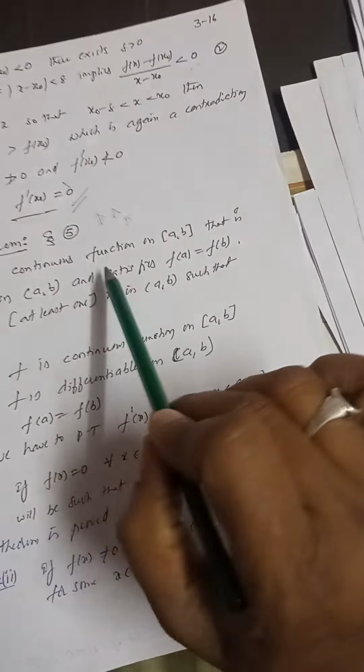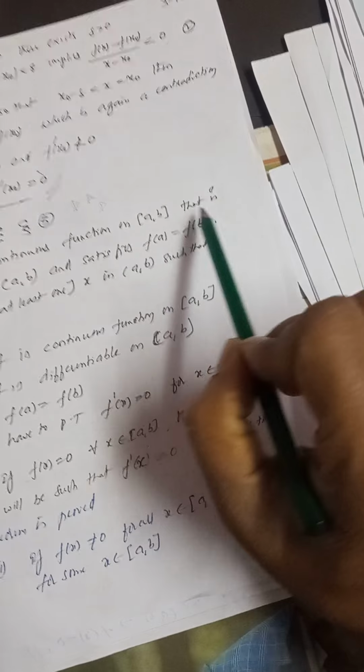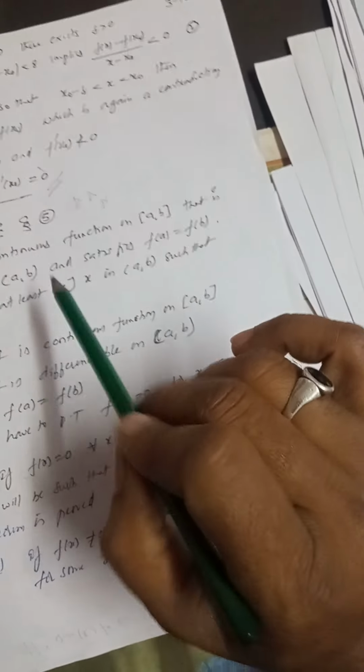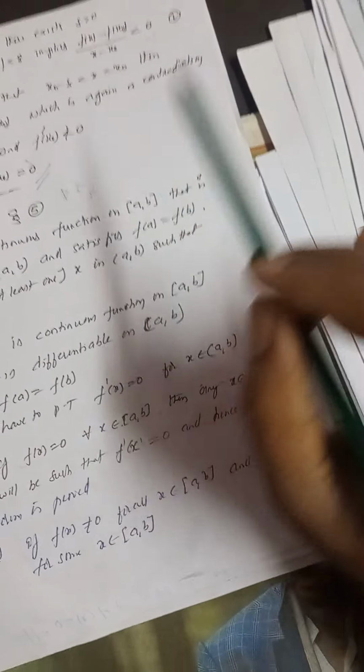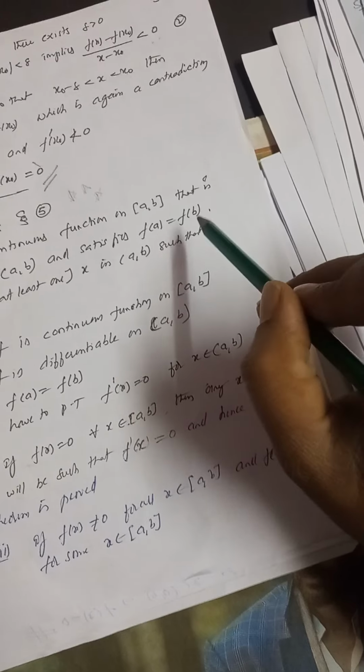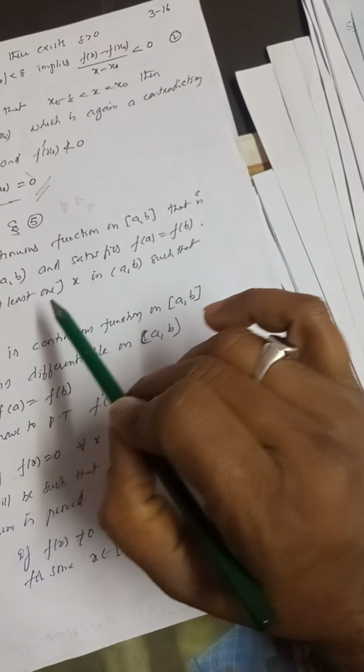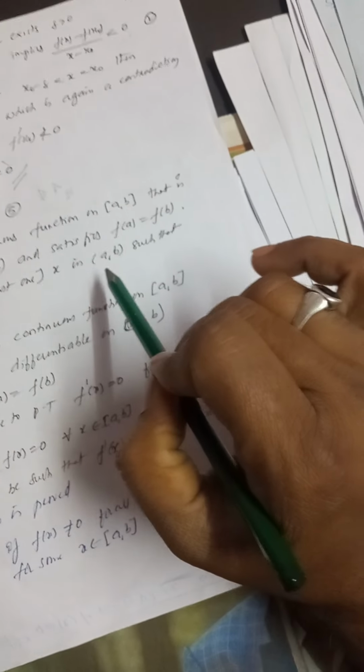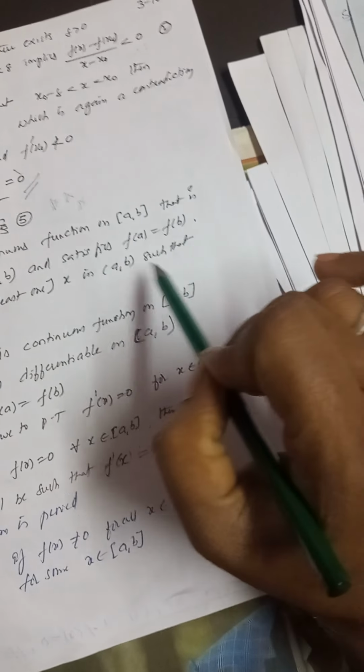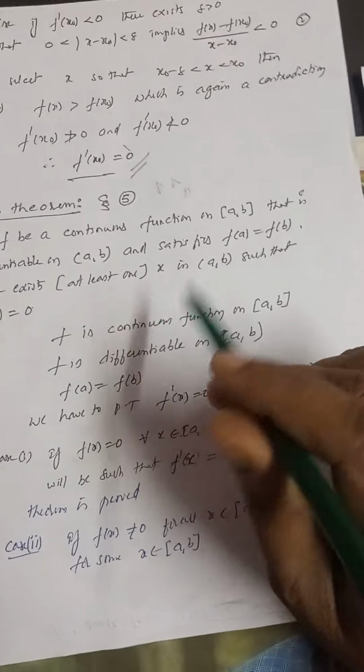The statement: let f be a continuous function on the closed interval a comma b, and it is differentiable on the open interval a comma b, and f satisfies f of a is equal to f of b. Then there exists at least one value of x, say x naught, in between a and b, such that f dash of x naught is equal to 0.